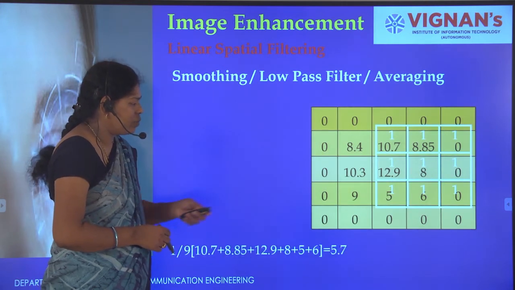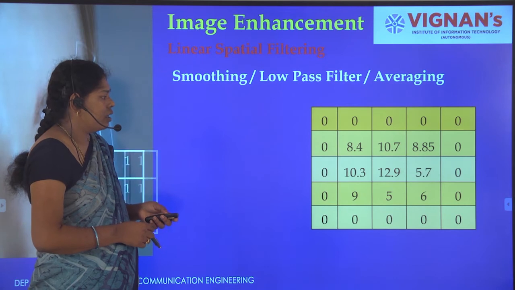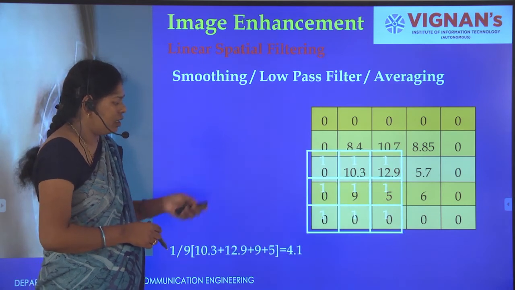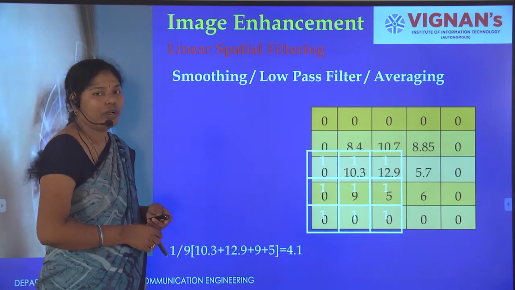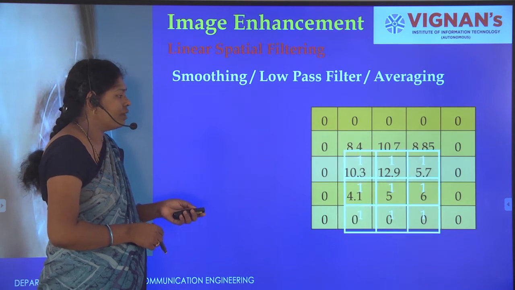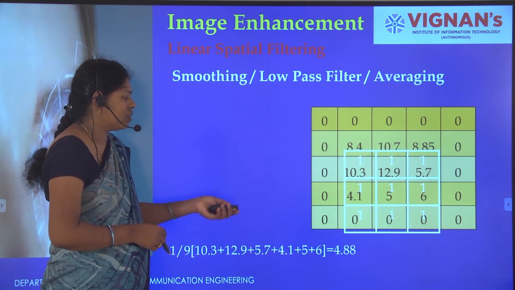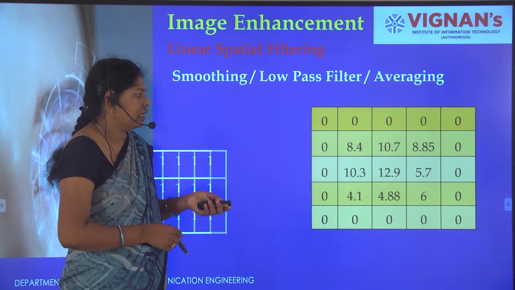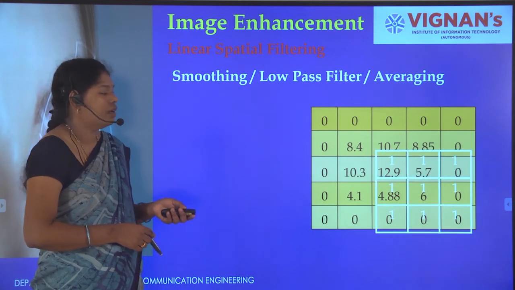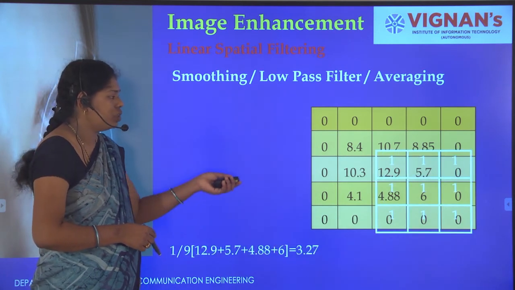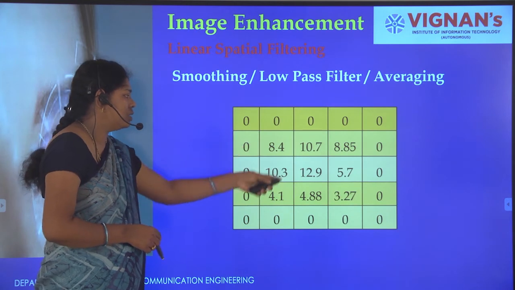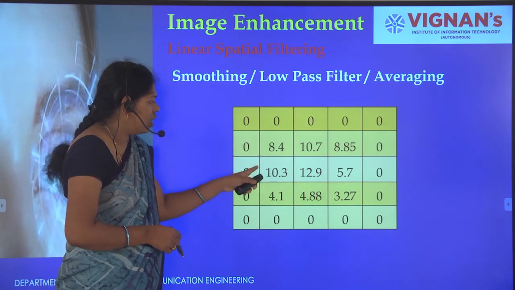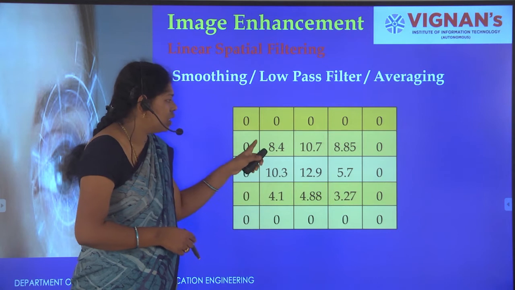And it is replaced with 5.7. Next, go for 9, and it will be replaced with 4.1. Next, go for 5. It will be replaced with 4.88. Next, for 6, it will be replaced with 3.27. Next, see, this is the output. Now see, here every pixel is within the range only.